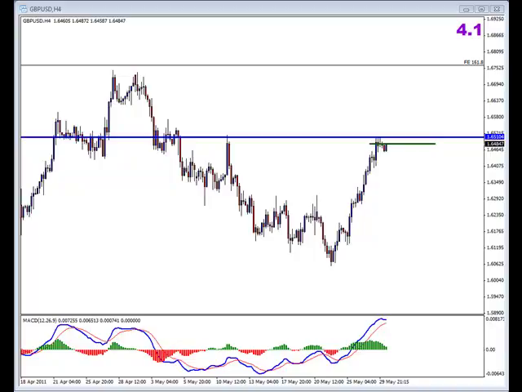Unfortunately, because of this holidays today, I expected this to go more sideways than have any direction. But that's the reasons why the pound was shorted this morning.